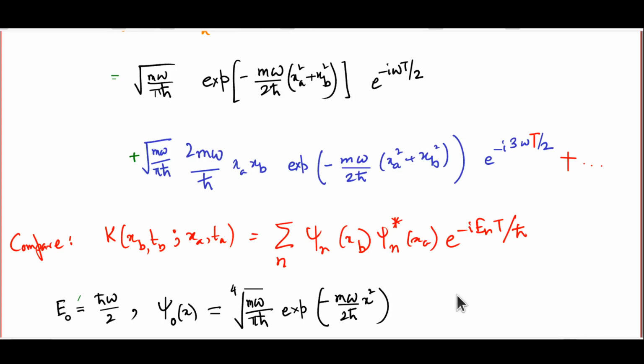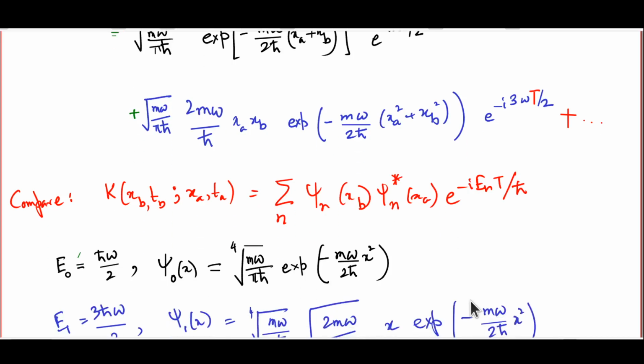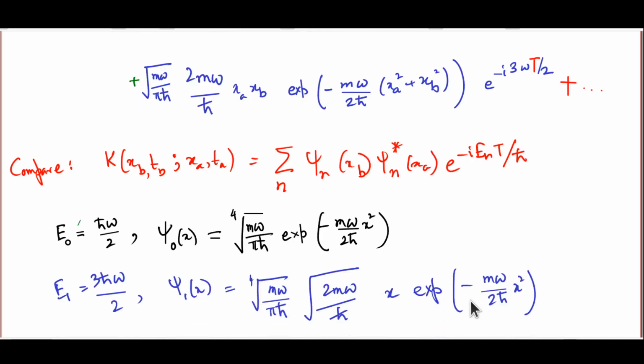So when you write psi 0 xa into psi 0 xb, you are going to get this term. Of course, it's really psi 0 xa star, but psi 0 xa being real, that doesn't make a difference, as I've said before. Well, the next energy eigenvalue you can easily read off once again. E1 is going to be 3 h cross omega by 2. And once again, this prefactor is going to be the product of psi 1 xb times psi 1 star xa.